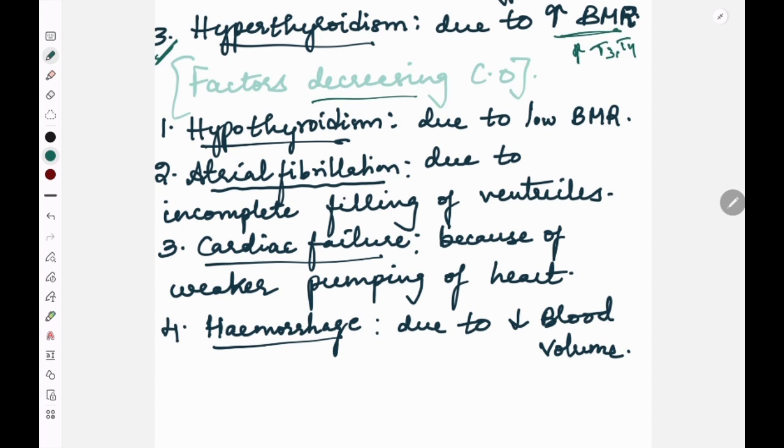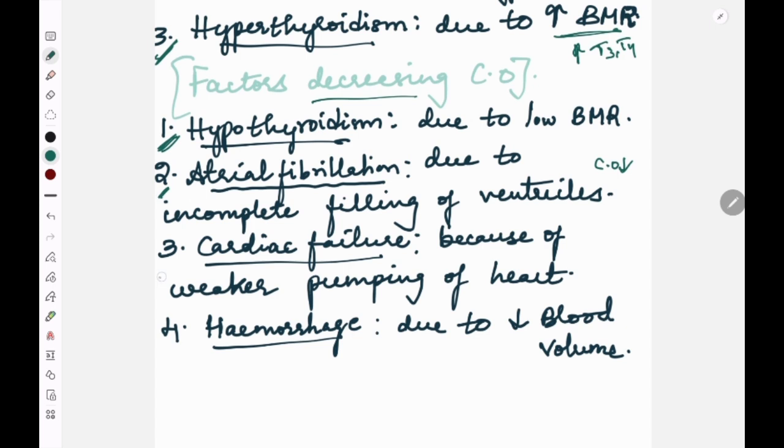Now what are the factors decreasing the cardiac output? The first one is hypothyroidism, opposite to hyperthyroidism, which I don't need to explain again. Then comes atrial fibrillation. This is an important factor. So what is atrial fibrillation? There is incomplete filling of blood in the ventricles, that is called atrial fibrillation. The ventricles are the ones which pump the blood, contributing to the cardiac output. Now the blood is not reaching the ventricles properly, so the cardiac output will automatically be low. That is one important factor that decreases the cardiac output.